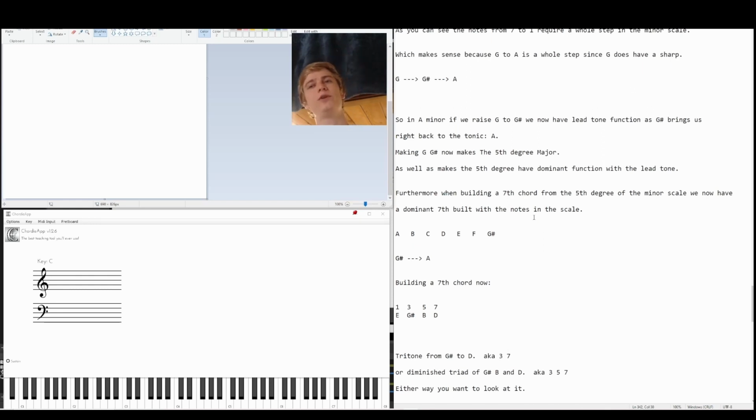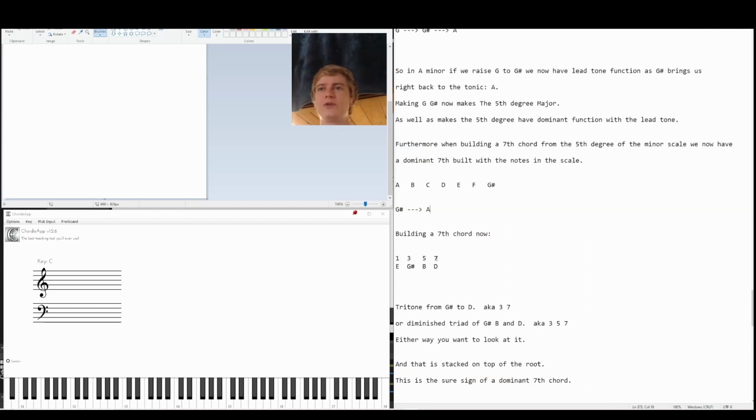So we have dominant function with that 5th scale degree using the diatonic notes in the scale that we're using. I should also mention before moving on that raising the 7th degree of a minor scale is known as the harmonic minor scale. So let's look at that A minor scale now. And now we have those notes with just our G sharp being raised, so that'll take us right back to our A.